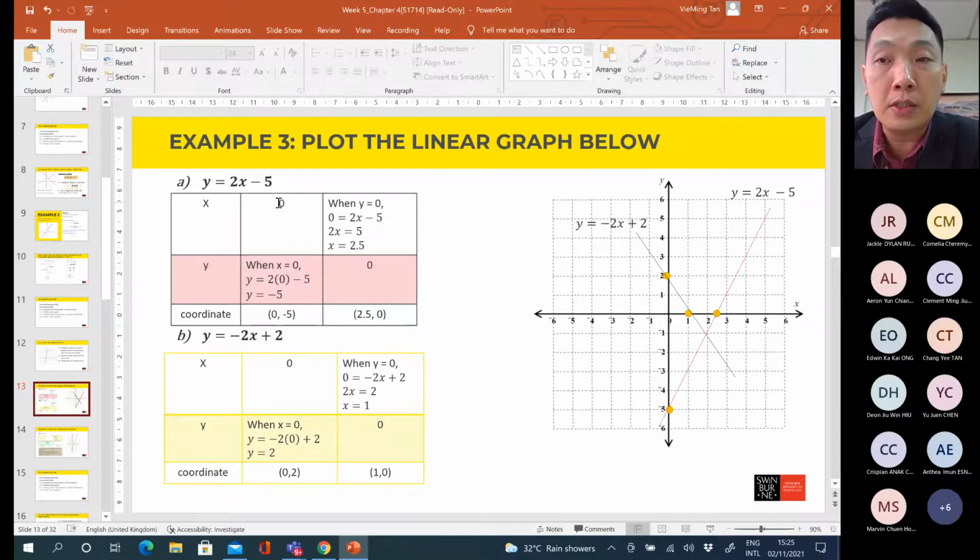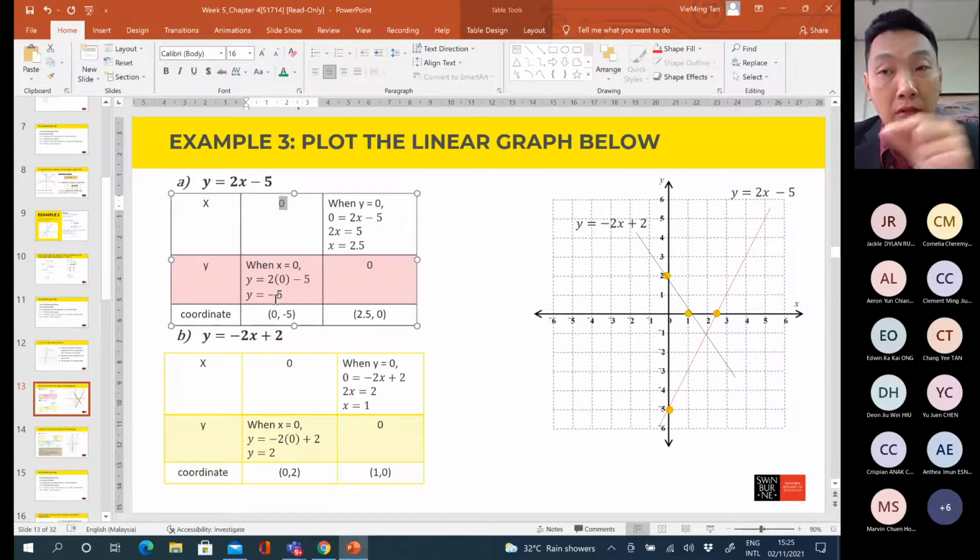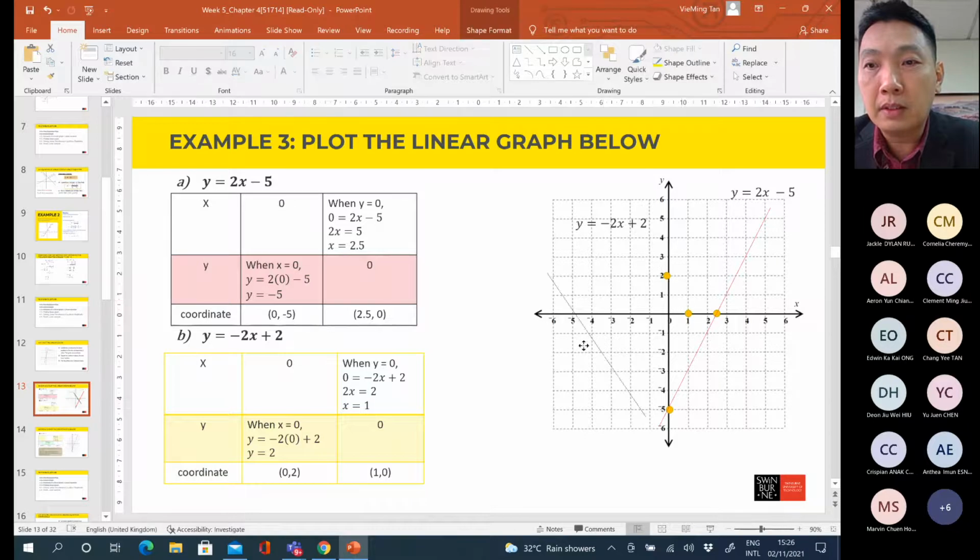Okay, when x is 0, then what is the y value? If x is equal to 0, that means y is equal to 2 multiplied by 0 minus 5, right? So simplifying this, you will find that y is equal to negative 5. So this can be one of the coordinates for us to jot down on the graph later on. Okay, so it's like this. Maybe I can move a little to here.